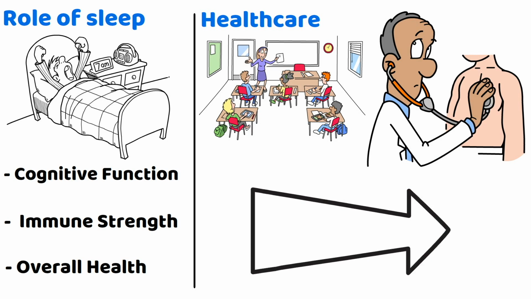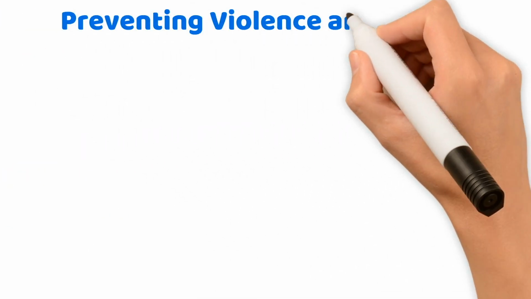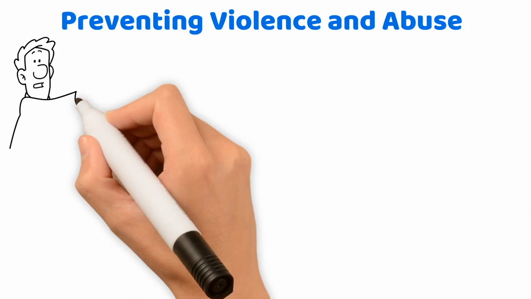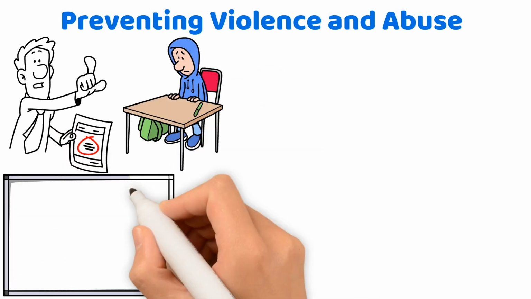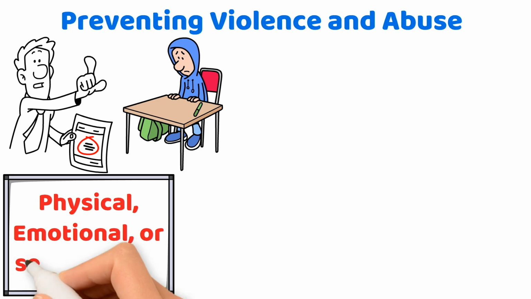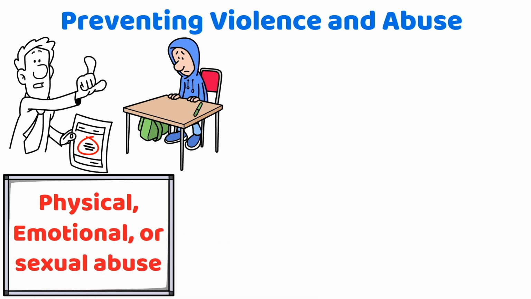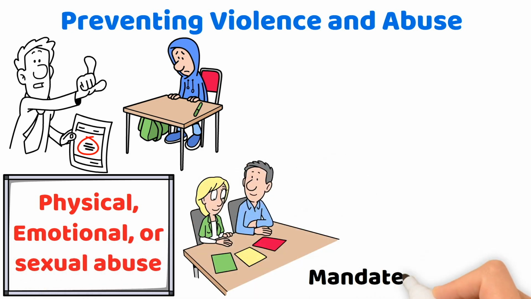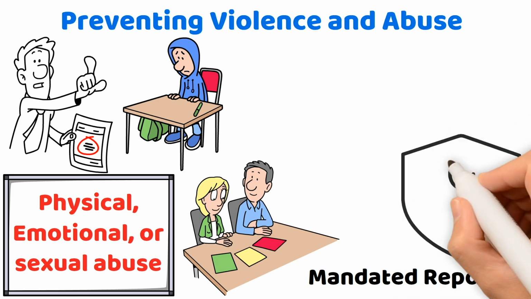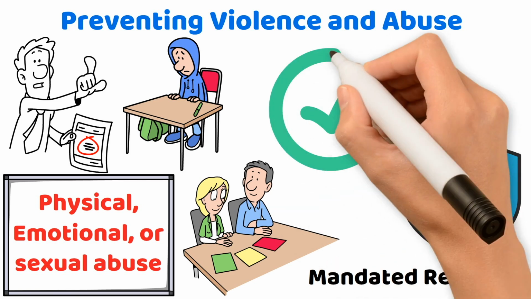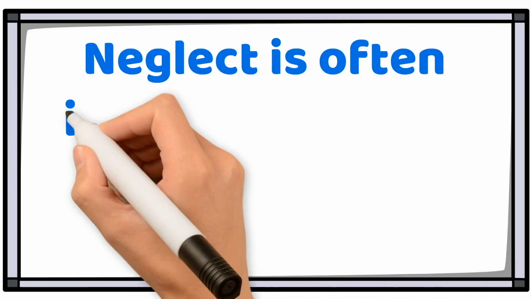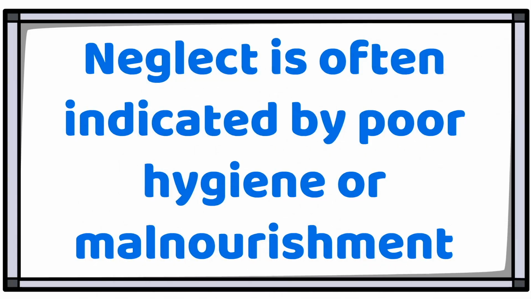Moving on to our next topic, which is preventing violence and abuse. On your teacher certification exam, you will likely encounter a question regarding the appropriate actions to take if you suspect that a student is experiencing physical, emotional, or sexual abuse. Remember, as a teacher, you are a mandated reporter, responsible for the safety and well-being of your students. This knowledge is not only essential for passing your exam, but also integral to your role in safeguarding your students once you begin your teaching career. Additionally, understand that neglect is often indicated by poor hygiene or malnourishment.